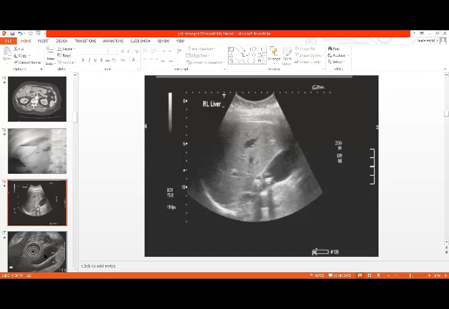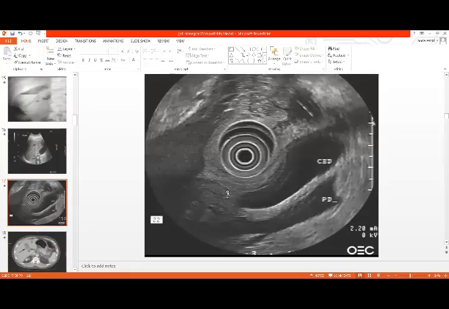Now this is the endoscopic ultrasound scan. You've gone through the esophagus. You can see the dilated bile duct, common bile duct. You can see the pancreatic duct. So the scope is still inside the esophagus and the stomach, so you can see all around. Okay, see the liver. You can see the bile duct. You can see the pancreatic duct.